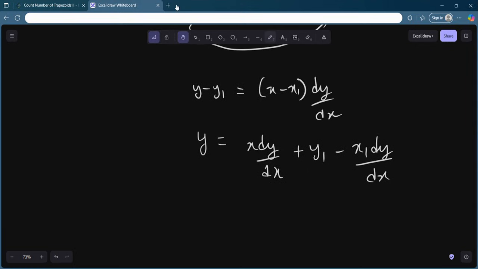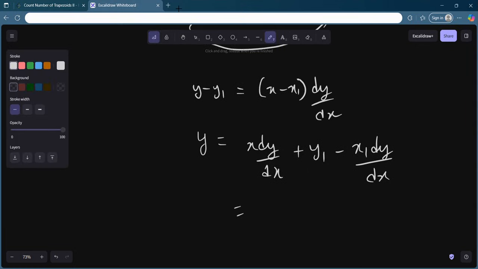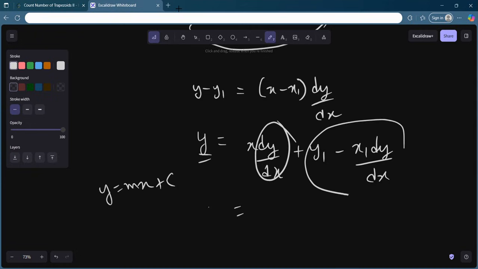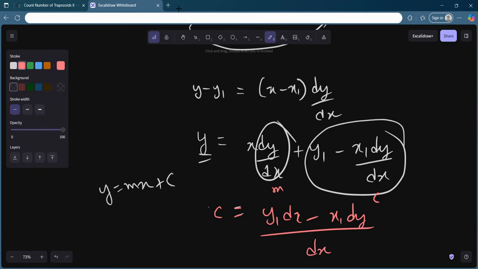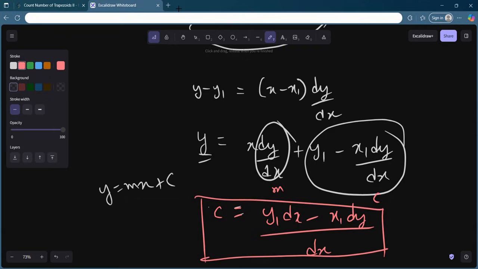Now if you write this in an a by b format, see, this is y equals mx plus c. If you compare with mx plus c, you get this value as m and this whole value as c. I hope that is clear. This is nothing but m, this is nothing but c. So the c value you can choose to write as y1 dx minus x1 dy whole divided by dx. So in a by b format, this will be your formula for intercept.